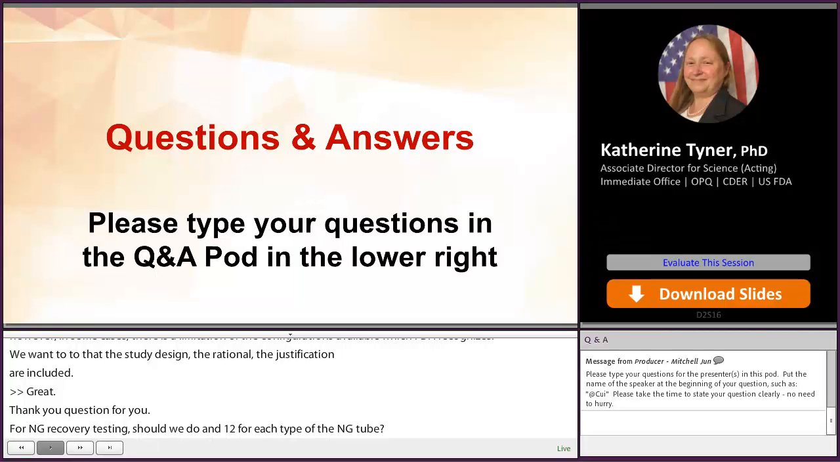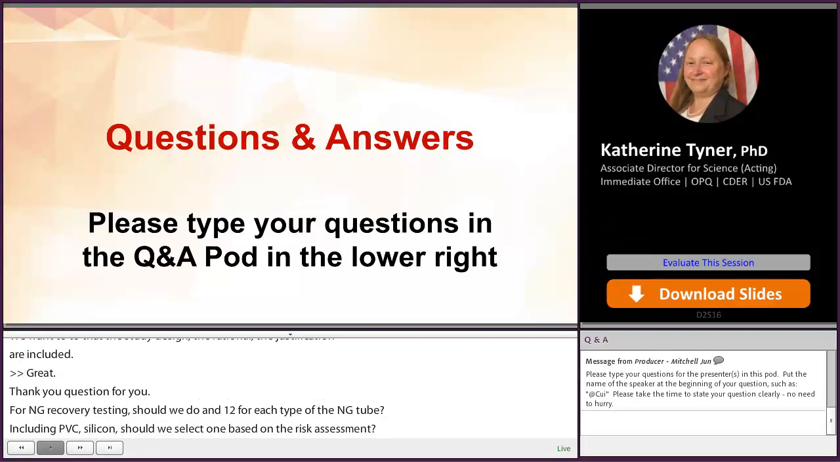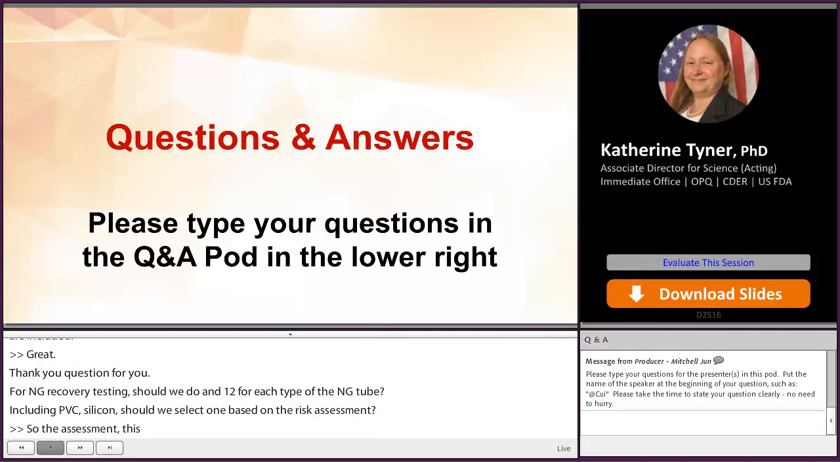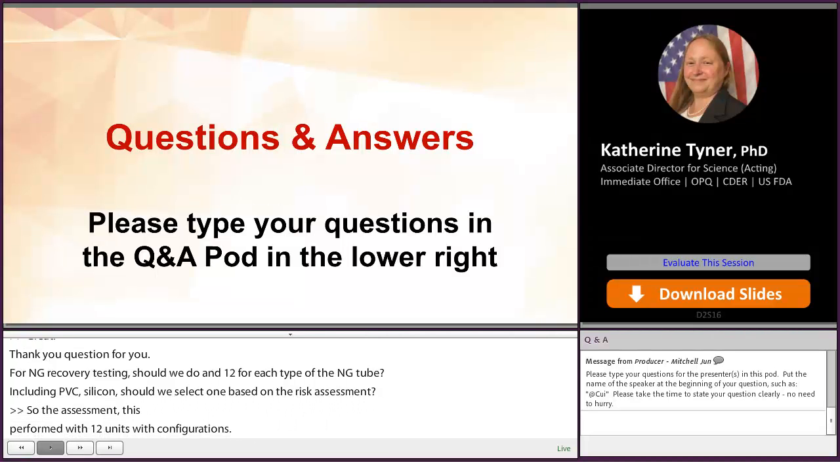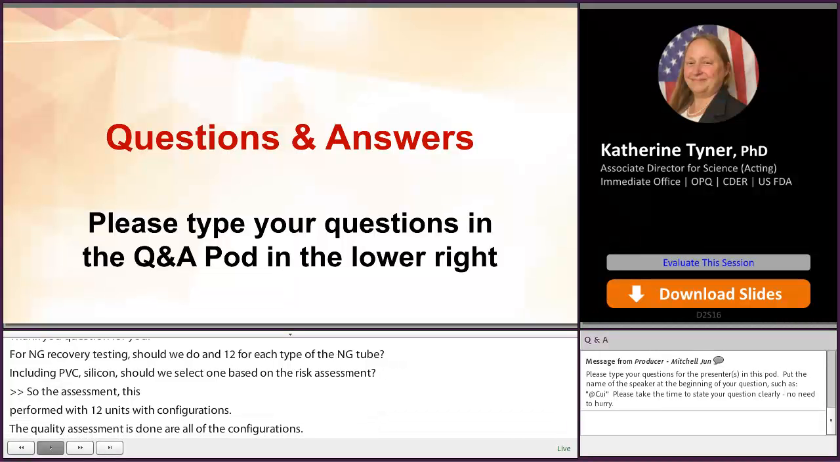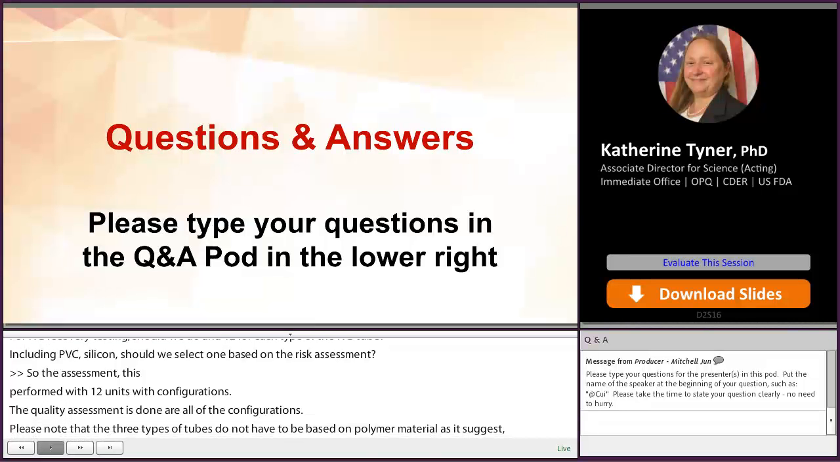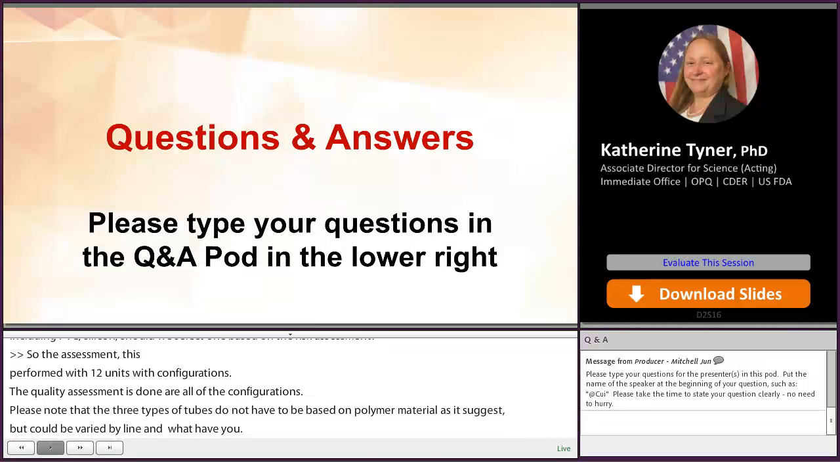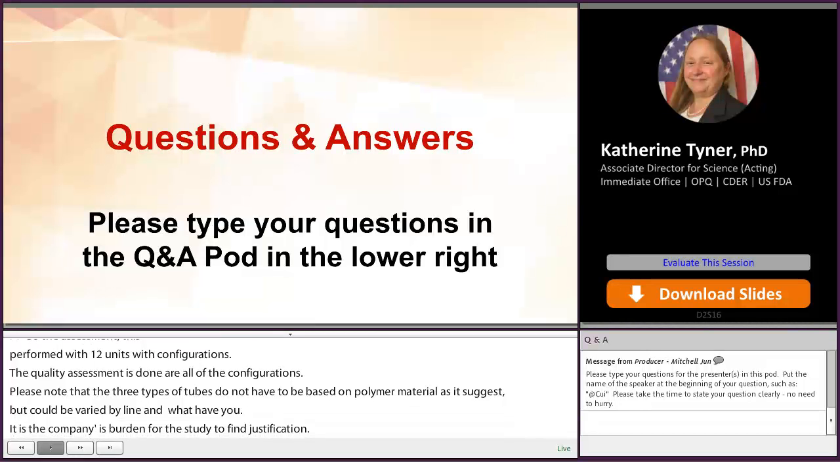So for the BE assessment, it is performed with 12 units with one tube configuration. The quality assessment is performed on all three of those configurations, and we also would recommend N equals 12. Please do note that the three types of tubes do not have to be based on polymer material, as the question suggests, but can be varied by eyelets, closed or open distal end, and what have you. Also note that it is the company's burden for the study design and justification. For example, if there are repeat administrations, it might be acceptable to use just 4 tubes and have 3 sequential administrations in one of those tubes to combine both the repeat dosing and the recovery studies and get N equals 12.